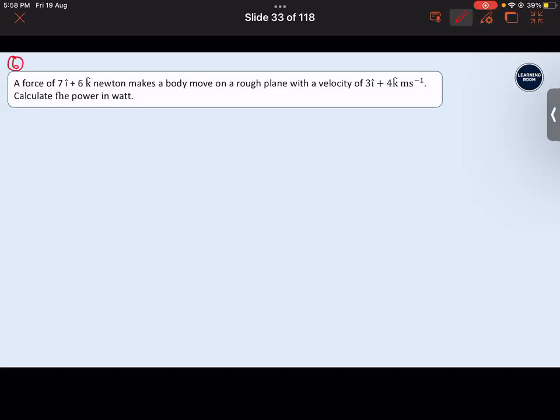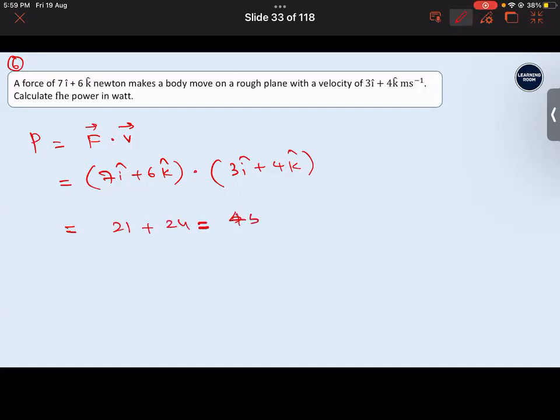So this is sixth problem, no? So there is a force of 7i cap plus 6k cap, which makes an object move on a rough plane with a velocity of 3i cap plus 4k cap. So calculate the power in watt. Power is equal to force vector dot velocity vector. So what is force? 7i cap plus 6k cap dot 3i cap plus 4k cap. How much will it be? 21 plus 24. Answer will be 45.